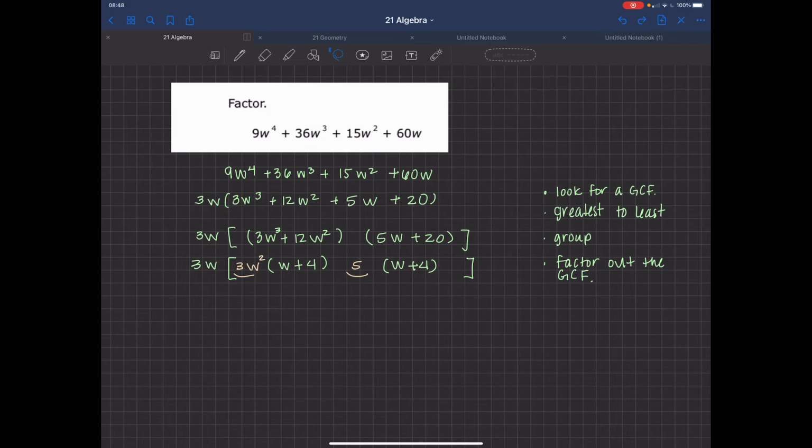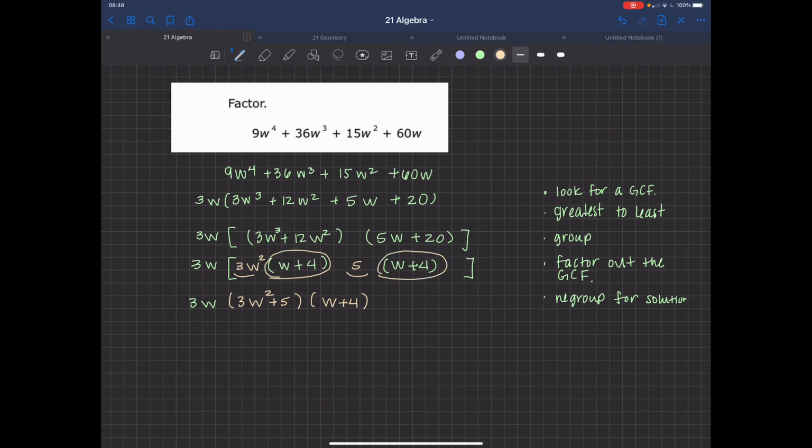So then I regroup for the solution, and I can get rid of the brackets here. This is where it's going to be kind of confusing. So now you have 3w times the first set, which is made up of the GCFs, 3w squared plus 5. And then because these w plus 4 match, that's going to be your second set, w plus 4. And that's going to be your solution.